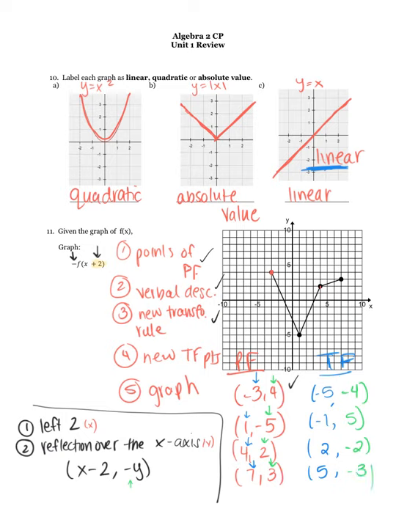So now I'm good with number 4. I found my new points, okay? Now I just need to graph, okay? So I'm going to go ahead and graph. So I have -5, -4. Then I have -1, 5. Then I am at 2, -2. And then finally I am at 5, -3. Okay? And then you're going to go ahead and draw your lines.